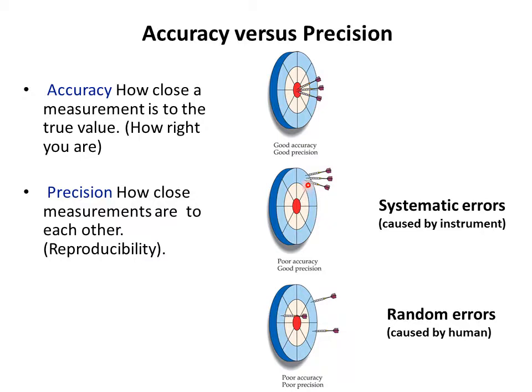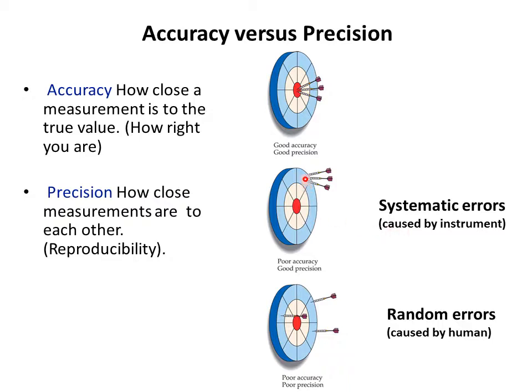In the second case, we're not hitting our target value, yet we're getting reproducibility, we're getting repetitive measurements. Okay? So we are said to have poor accuracy and good precision. Whenever you have a case like this, it leads to something called systematic errors. And these are typically caused by the instrument which you're using.